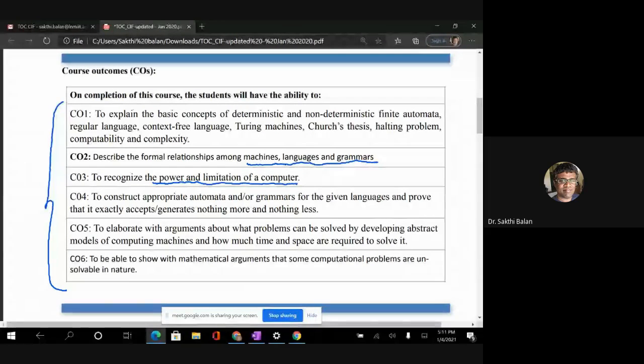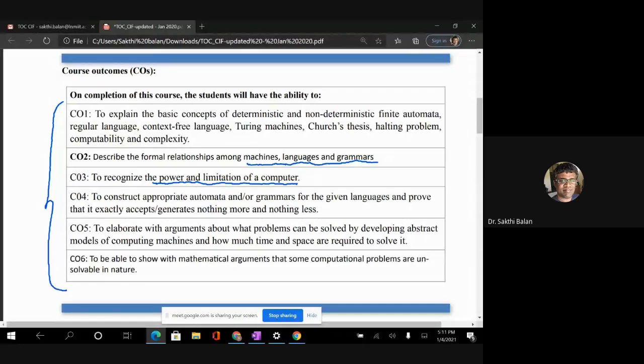What exactly is the power? What are the problems a computer can solve? What are the set of problems the computer cannot solve? All those questions will be answered through this theory of computation course.